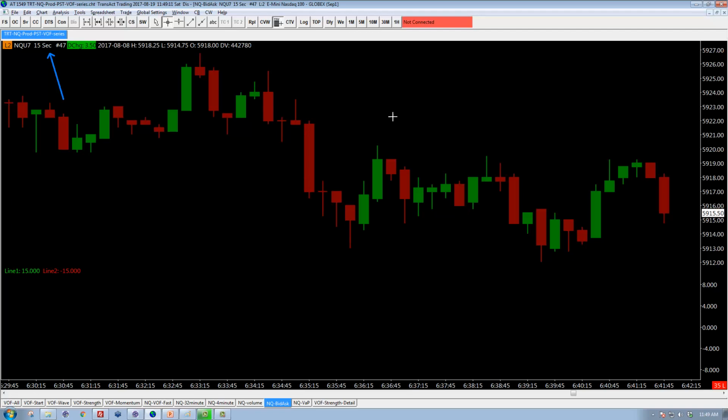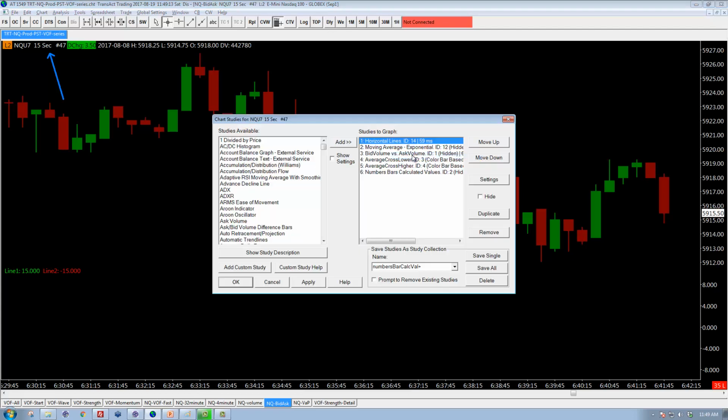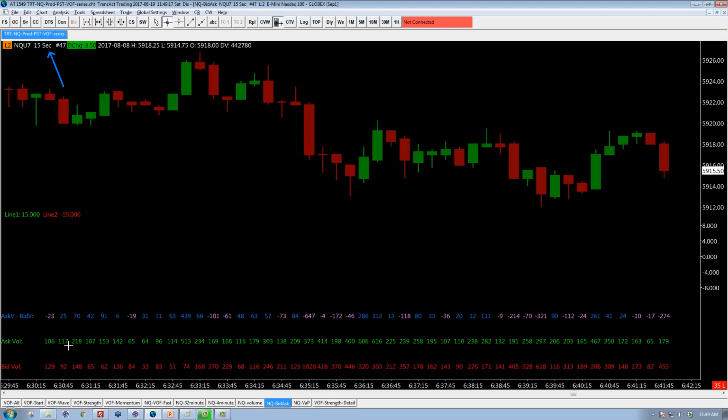What we want to do is take this numbers bar calculated values study and display it. What it's going to give us down here is the ask volume and the bid volume plus the difference in each bar. Now we're only going to use the difference. What I care about for this study is the delta between the buying and selling. In each particular bar, which side is winning? Which side is being more aggressive?